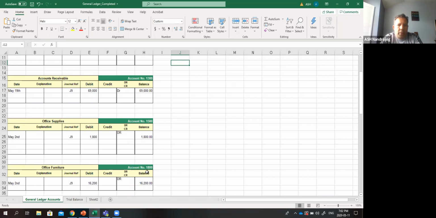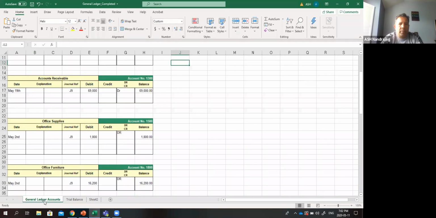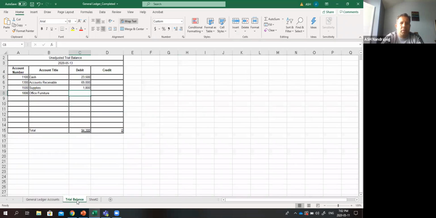Now we have office furniture, account number 1800. So let's write down 1800 as the account number, and the account name is office furniture. And the balance of this account is 16,200. So 16,200 debit balance.